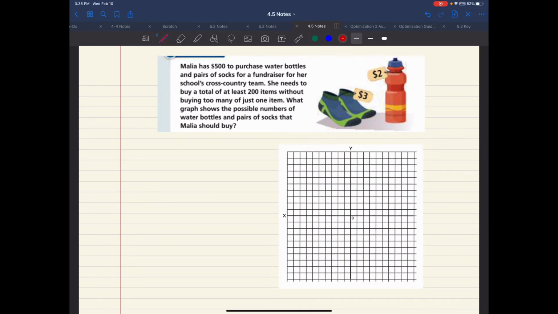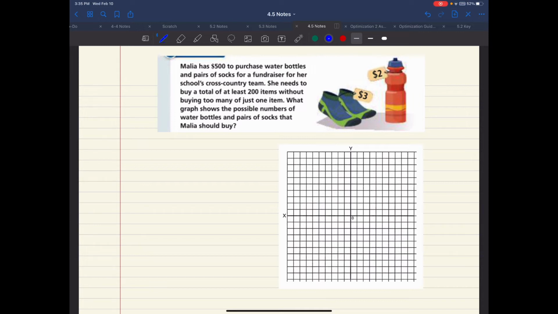Okay, to make it slightly more difficult, we have a story problem. Malia has $500 to purchase water bottles and pairs of socks for a fundraiser for her school's cross-country team. She needs to buy a total of at least 200 items without buying too many of just one item. What graph shows the possible numbers of water bottles and pairs of socks that Malia should buy? We have this picture that tells us the cost of these things. The water bottle is $2 and the socks are $3. She has $500 to spend.